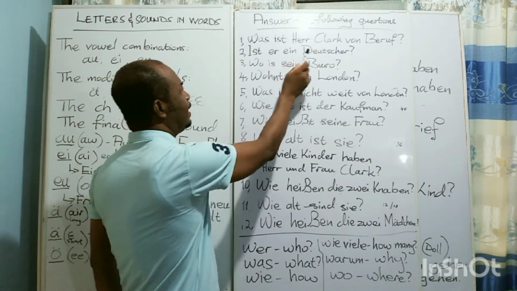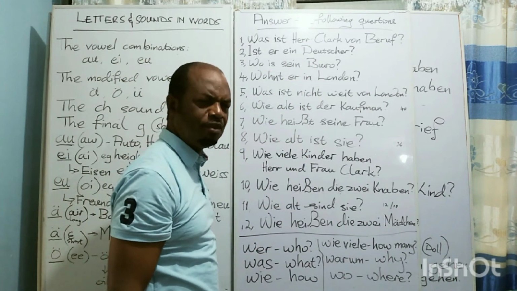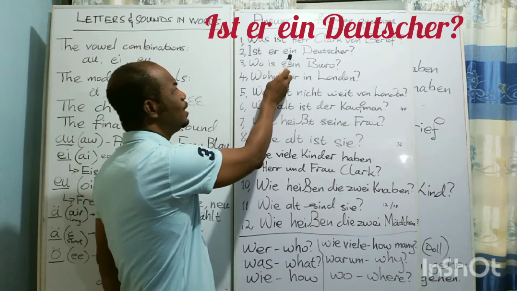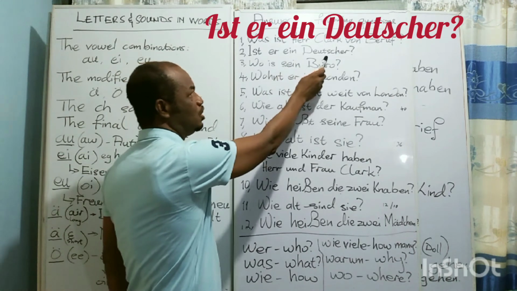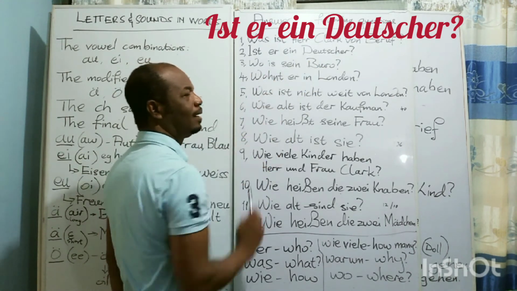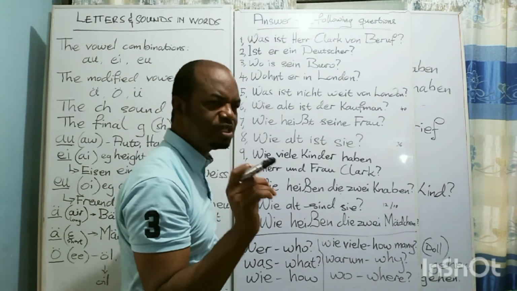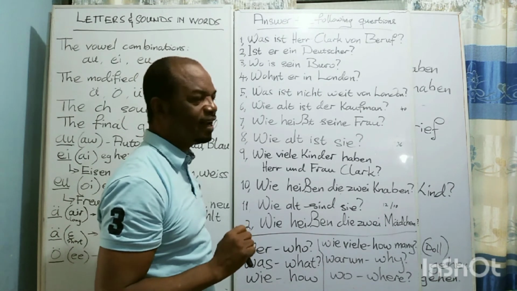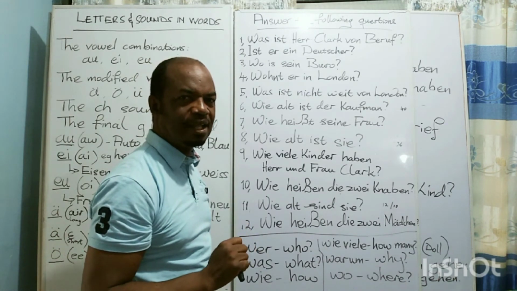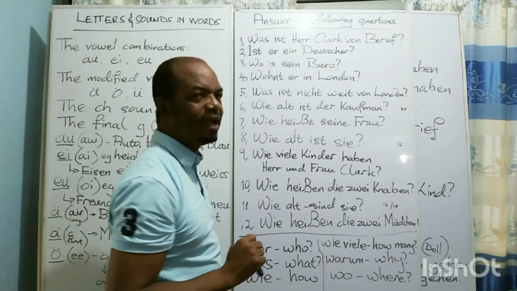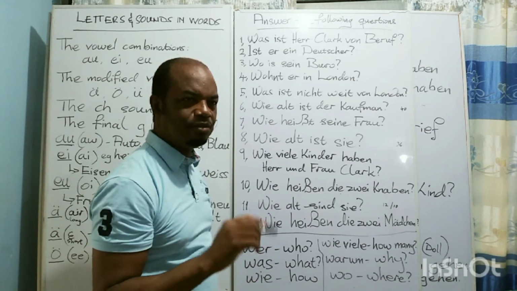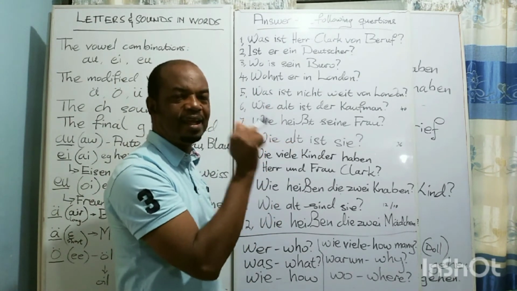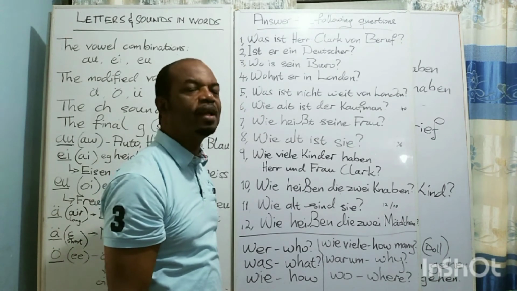Ist er ein Deutscher? It's a question. I believe you understand. Ist, this is he. This one is and this is German. Is he a German? Ist er ein Deutscher? And from the passage, it is answered, Herr Clark ist kein Deutscher. Er ist Engländer. So the answer you will give me in the comment section is, er ist kein Deutscher. Er ist Engländer. He is not a German. He is an Englishman.